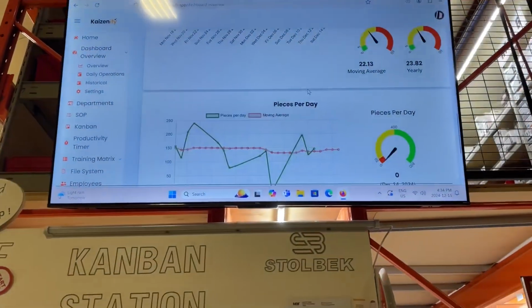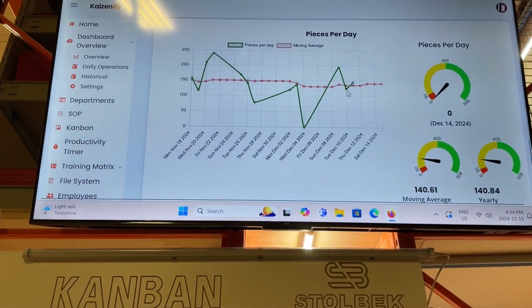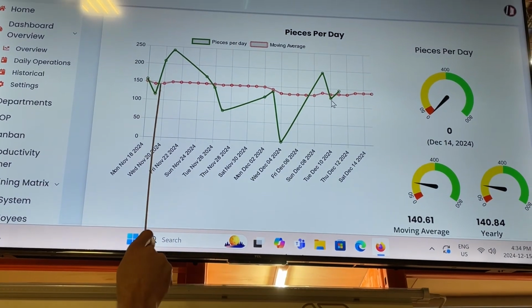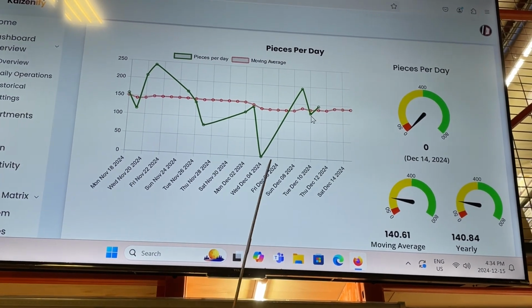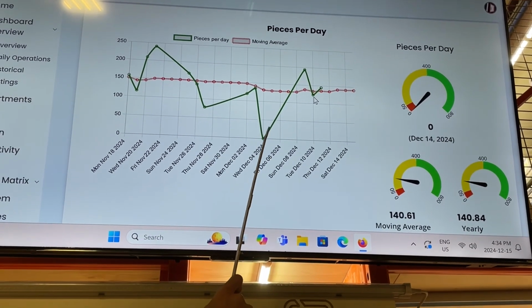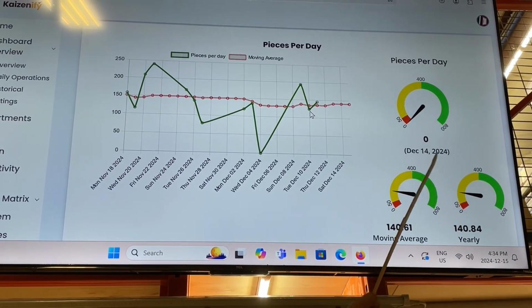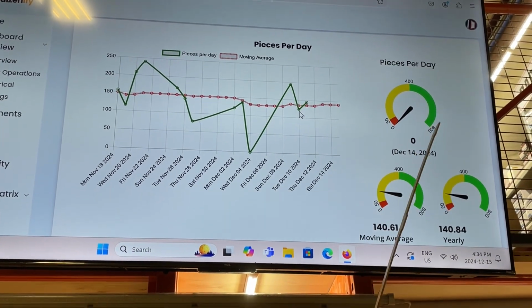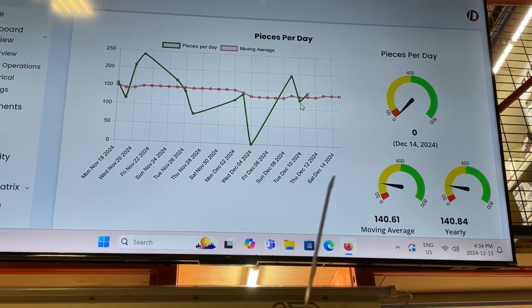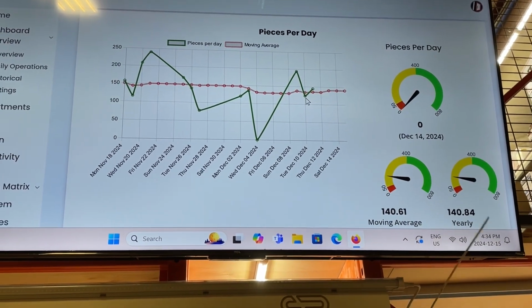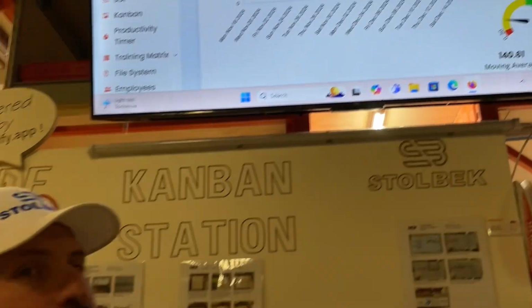So let me show you what that looks like up here as a graph. And again, we get our blended average and we're posting our pieces per day. So this is really interesting. When you see stuff like this, you wanna start digging. But we have our yesterday's number, our moving average for 4 weeks, and our yearly total. That's it for pieces per day.